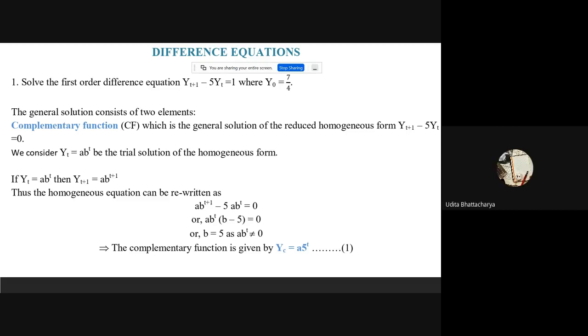Ma'am, what is the lag? The lag is the gap between periods. Here you find it is t+1 and t, so the gap between the two periods is one period. So this is a first order difference equation. Are you understanding the notion of time lag? Yes, ma'am, the gap between the periods.